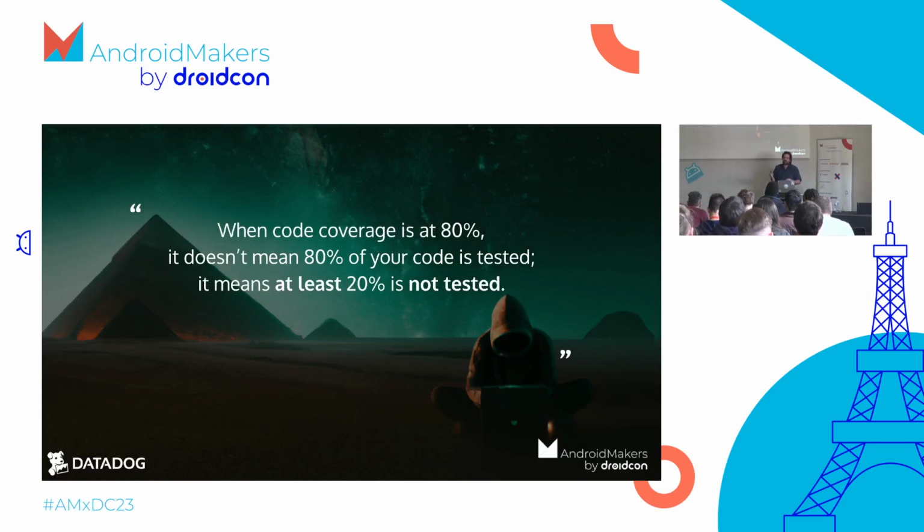One of the things that you need to remind yourself is that when code coverage is at 80%, it doesn't mean that 80% of the code is tested. It just means that at least 20% of the code is not tested. So basically, code coverage is there to show you there's a gap in your tests here. It doesn't tell you this is tested. It just says we are 100% sure that this part is not tested at all.